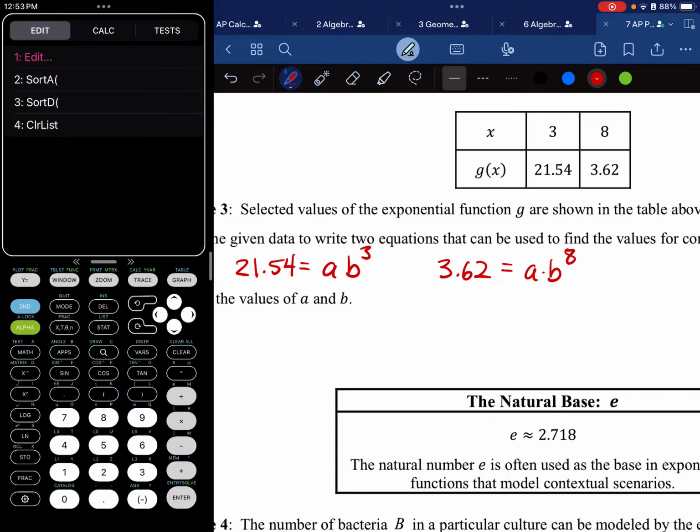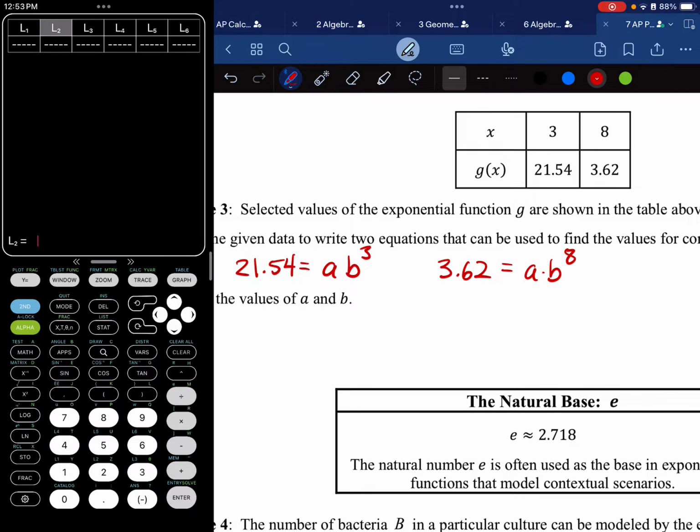Oop, I went too many times. Clear, enter. Okay, so we have blank lists, and I'm going to enter 3 and 8 for my inputs. And for my outputs, I'm going to do 21.54, enter, and 3.62. Okay, I have my data entered.